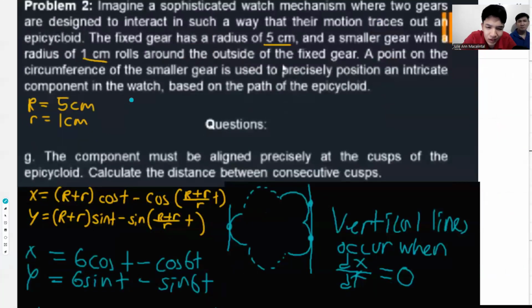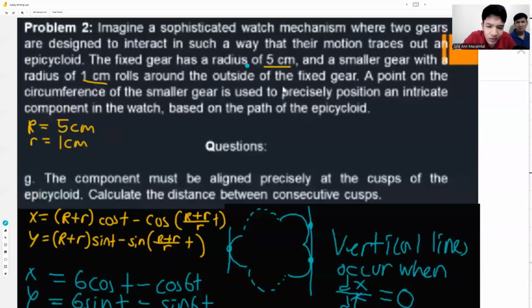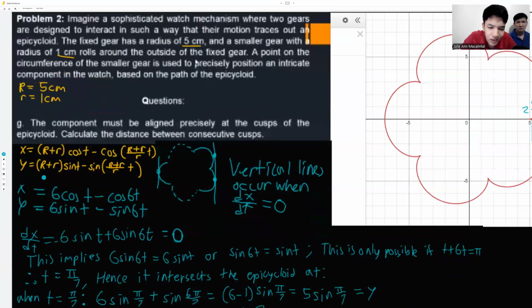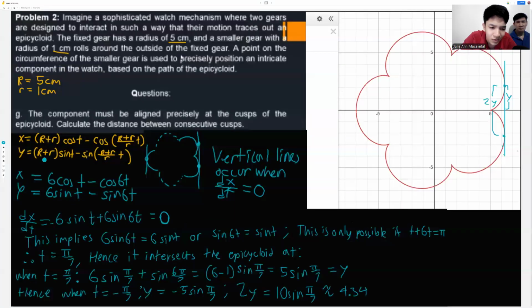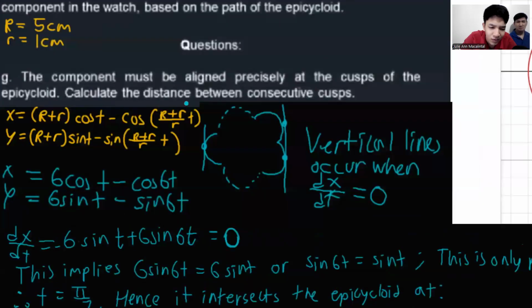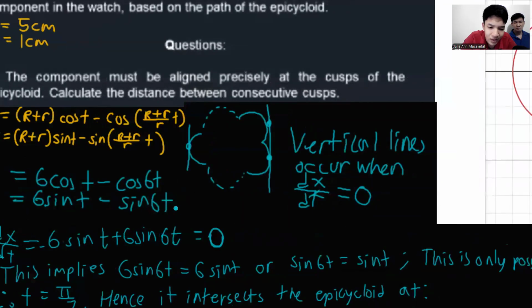So first the R, the big R, and the small r. The big R is the radius of the larger gear, and the small r is the radius of the smaller gear. And then here are the parametric equations for the epicycloid. Substituting, that's just 5 plus 1, 5 plus 1, and then 5 plus 1 over 1. So 6 cos t minus cos 6t, and then 6 sin t minus sin 6t.